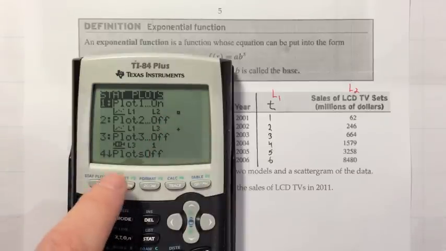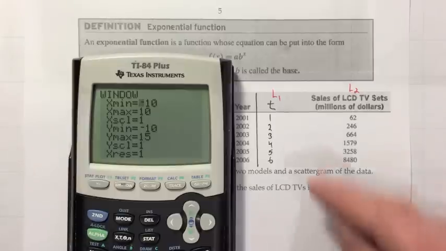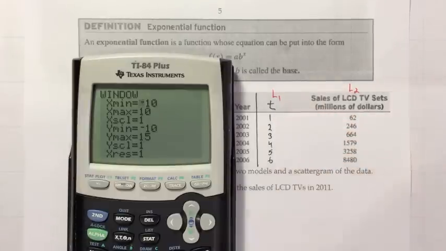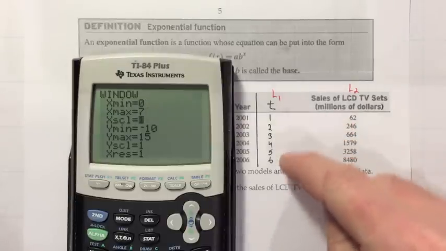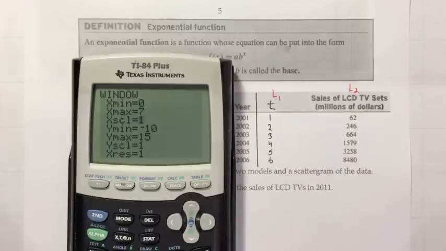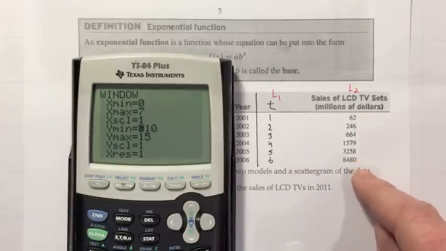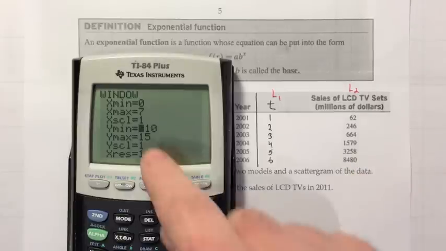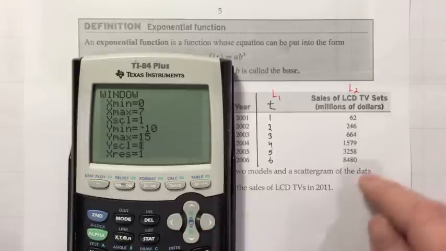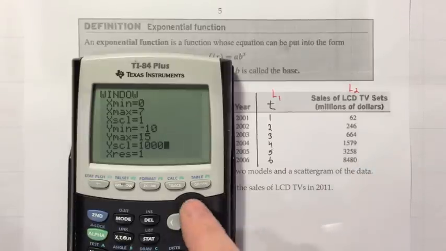Now we want to make sure the window is right. So I'm going to hit window, and my t-values go from 1 to 6. So how about from 0 to 7 for my x-min and x-max, a little smaller than the min, a little bigger than the max, and a scale of 1 seems appropriate. If I'm going to go from 62 all the way to 8,480, I definitely don't want a number in ones. Maybe a scale like thousands or 500s would be good.